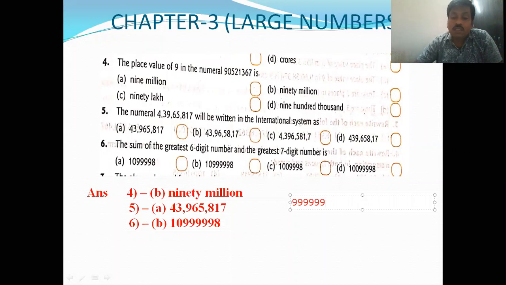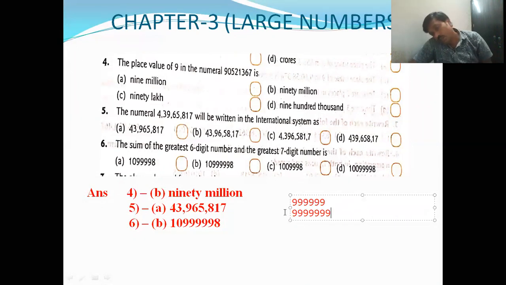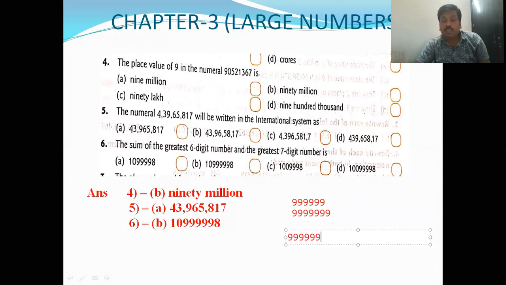And what is the greatest 7-digit number? 9, 9, 9, 9, 9, 9, and 9. Okay. And how can we solve this? The sum, when we add them, how can we add them? When we add, first we write 1, 2, 3, 4, 5, 6, and after that we write here the 7-digit number. Okay, 9, 9, 9, 9, 9, 9, 9.